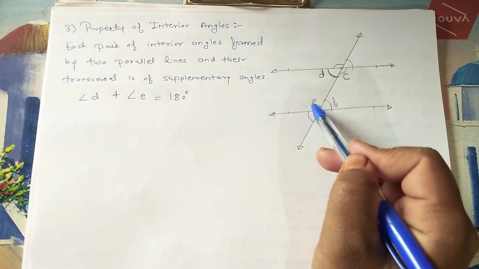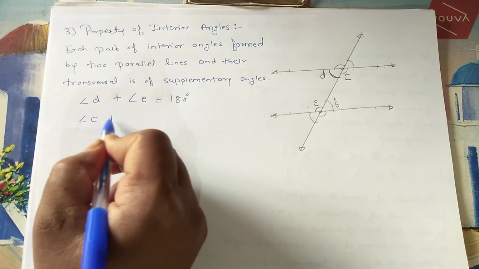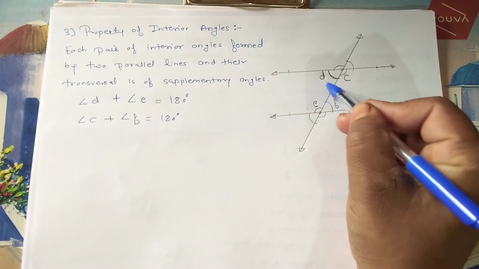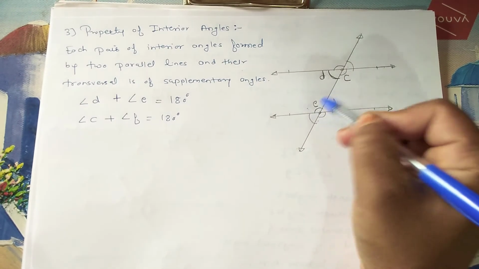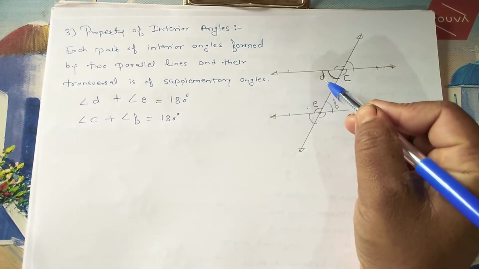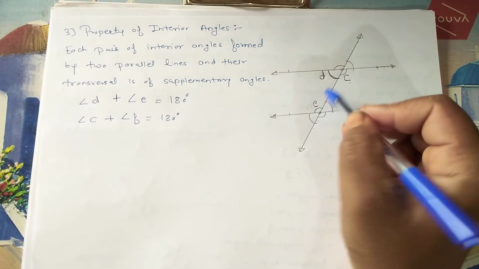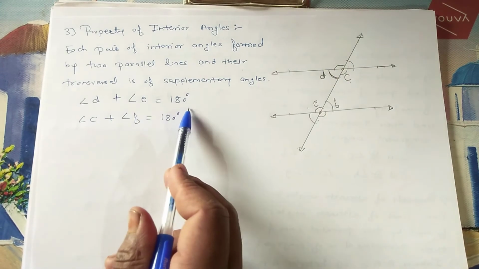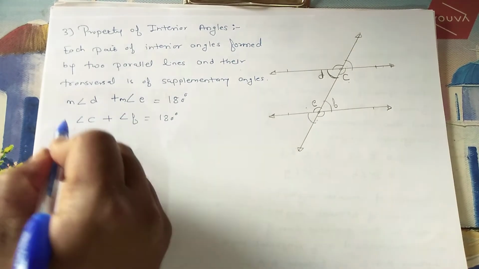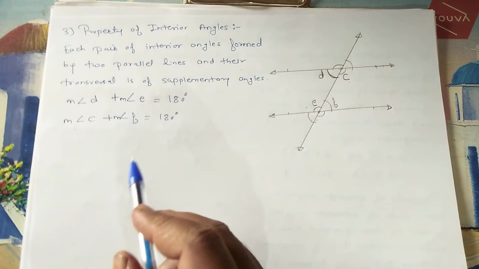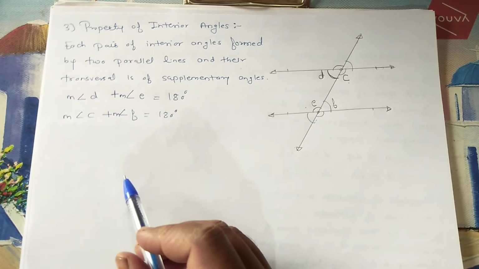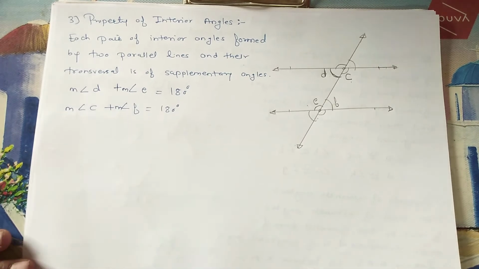transversal. Similarly on the opposite side, angle C plus angle F is equal to 180 degrees, because D and E form a pair of interior angles and C and F form a pair of interior angles, and these interior angles are supplementary with each other. Therefore, I have shown angle D plus angle E is 180 degrees, and angle C plus angle F, the sum of the values of these angles, is equal to 180 degrees.